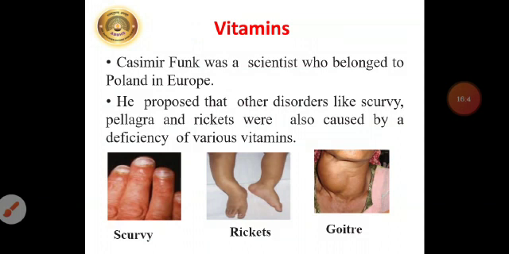Now about vitamins. Casimir Funk was a scientist who belonged to Poland in Europe. In a scientific article, he read that people who ate brown rice were less likely to get beriberi than those who ate fully milled rice. He was able to identify and isolate the substance which prevents the disease. He named it vitamin. He proposed that other disorders like scurvy, pellagra, and rickets were also caused by a deficiency of various vitamins.